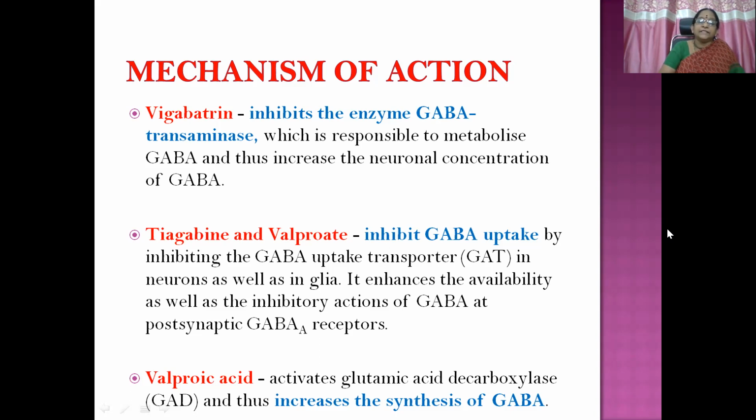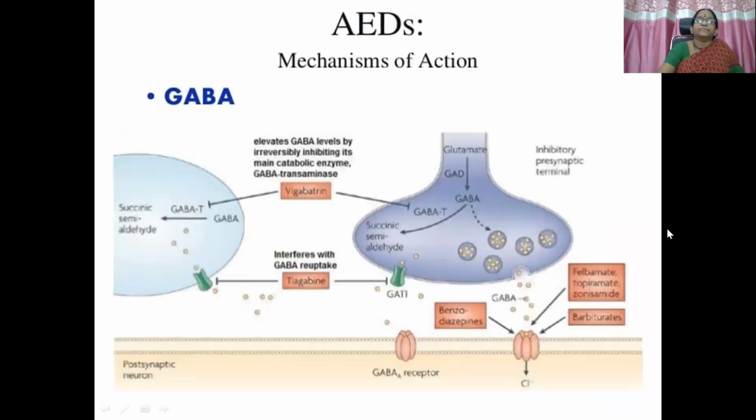Then valproic acid activates glutamic acid decarboxylase, that is the GAD enzyme, and thus increases the synthesis of GABA from glutamic acid. So here you can see vigabatrin elevates GABA levels by irreversibly inhibiting the catalyzing enzyme, that is GABA transaminase. This is blocked, so more amount of GABA will be available. Tiagabine, reuptake is inhibited, so more GABA will be available for the postsynaptic receptors.